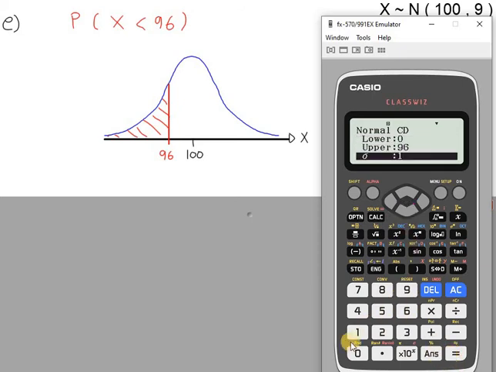So 0, 96. The standard deviation was 3, it's the square root of the variance, and the mean is 100. And this is the probability that represents this shaded region, 0.0912.